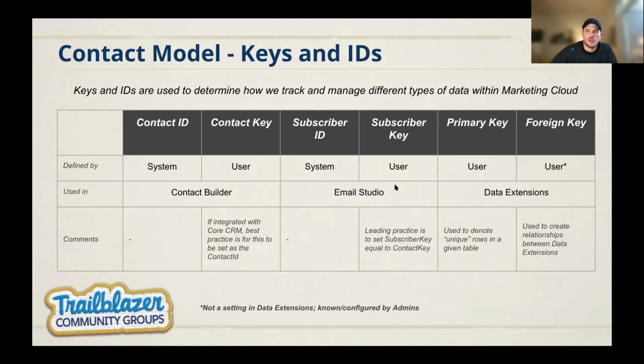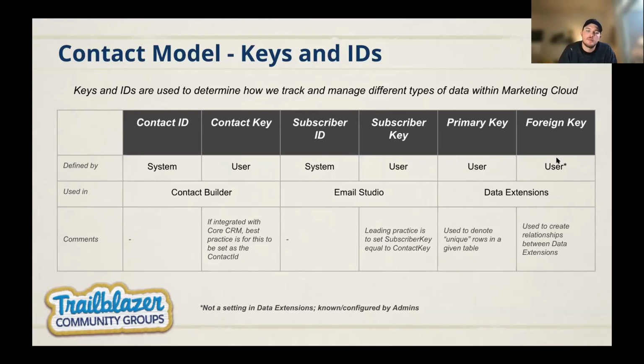To a lesser extent, we also have primary keys and foreign keys, which are user defined as well. Our primary key is really applied across all data extensions. That's our unique identifier for any row in that data extension. And then a foreign key can also be on a data extension, which is typically when we're creating a relationship between one data extension and another.